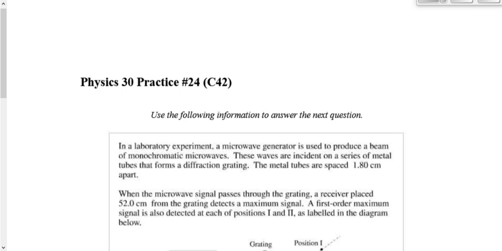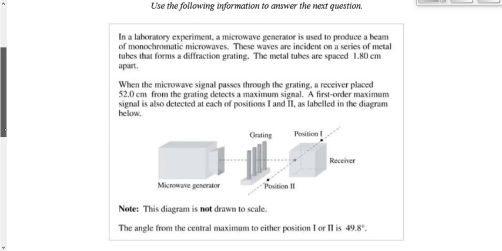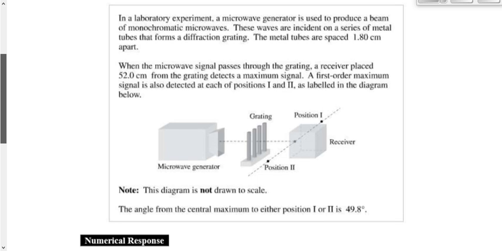Going to look at practice question set number 24 on diffraction gratings that we had due this morning. The first question says, in a laboratory experiment, a microwave generator is used to produce a beam of monochromatic microwaves. We say monochromatic, one color, right? Color we usually think of as red, orange, yellow, green, blue, indigo, and violet. Color just really means frequency, right? Color with visible light is red, orange, yellow, green, blue, indigo, and violet.